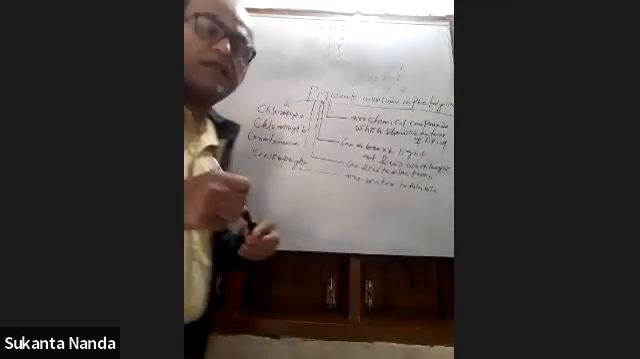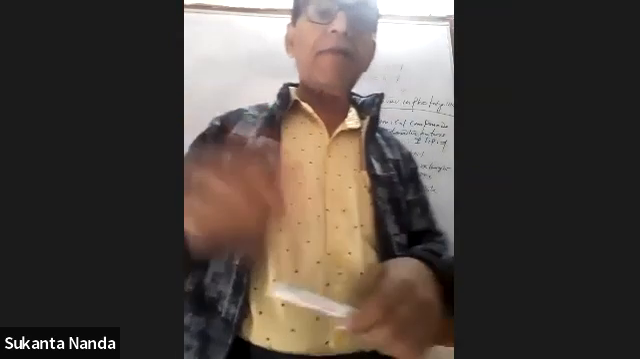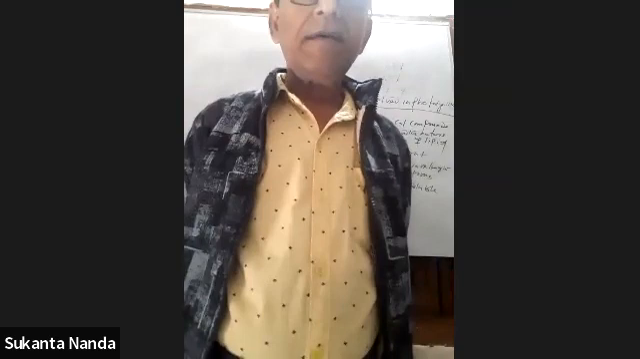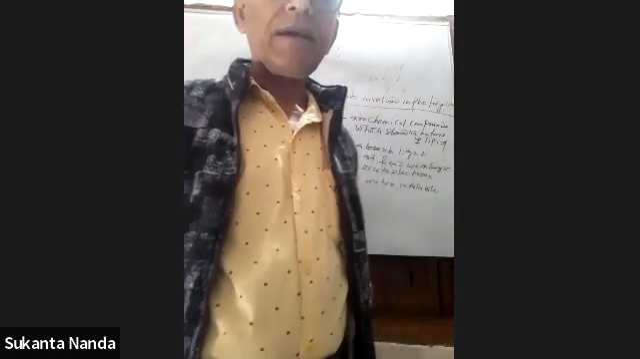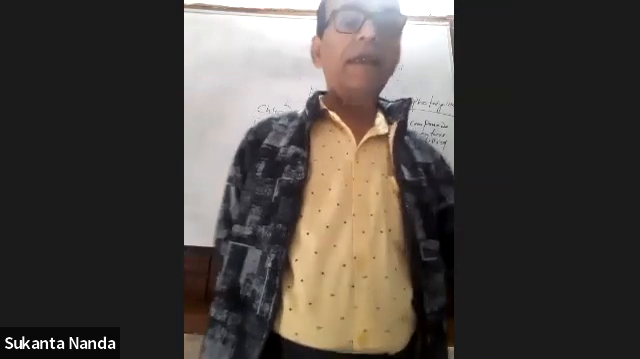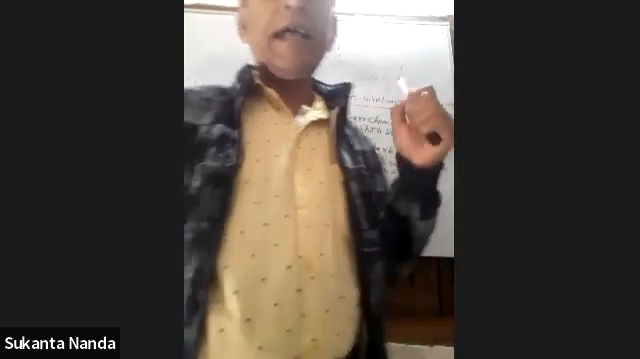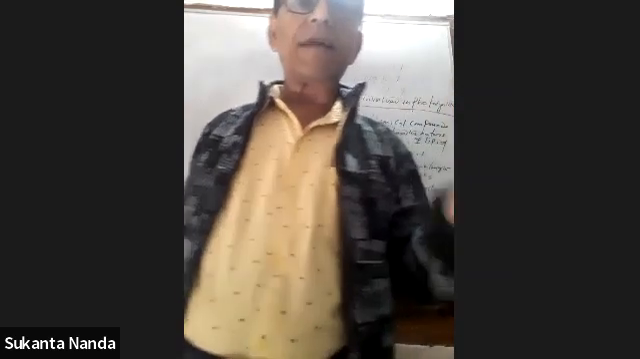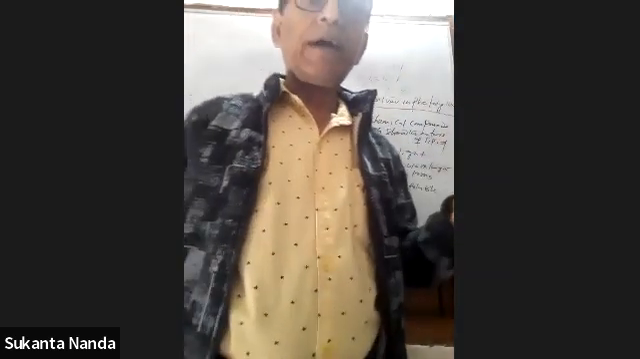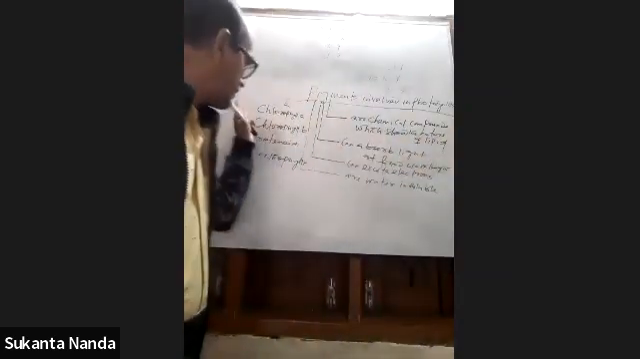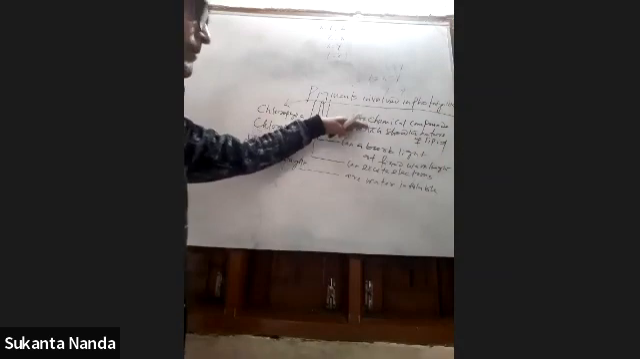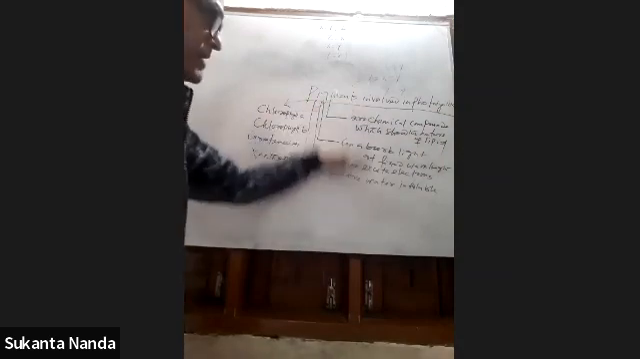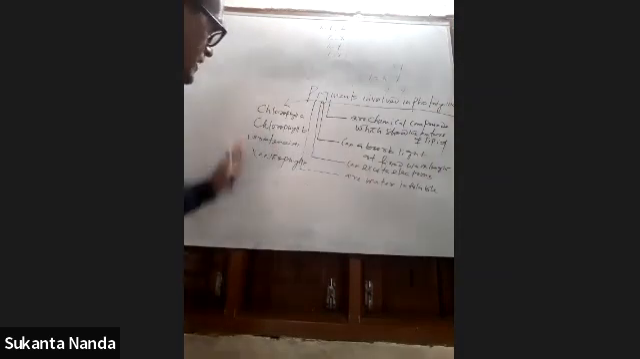The 4 major pigments found in green plants are chlorophyll A, chlorophyll B, carotenes, that is carotenoids, and xanthophylls. In your NCERT book, it has been written as carotenoids, but if you say carotene, it is also true. So you have to know about these 4 pigments and the characteristics of pigments.